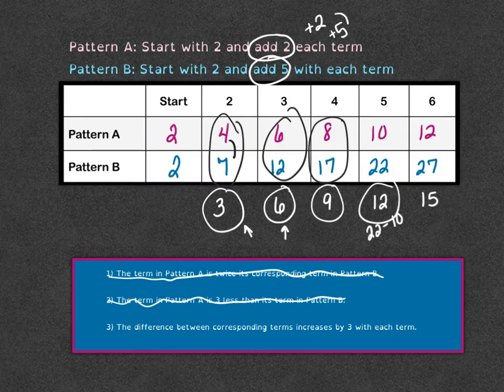And the last one down here, it talks about the difference. So the difference between corresponding terms increases by 3 with each term. So we found the difference between the terms, and we can't just say the difference is always 3, because it's not. But the difference increases with each term. And how much does it increase? It increases by 3 each term, which goes back to our rules. There is a difference of 3. So that makes sense that it would increase by 3 with each term.